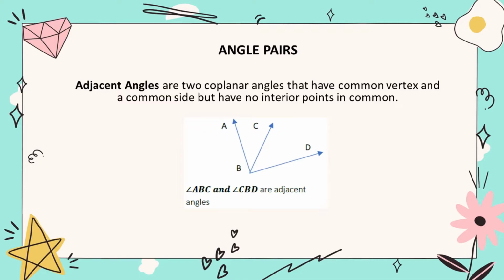Adjacent angles are two coplanar angles that have common vertex and a common side but have no interior points in common. So, ibig sabihin kapag sinabi nating adjacent angles, nag-share sila ng iisang vertex. So, yung dalawang angles, iisang vertex lang meron sila. And pag sinabi nating adjacent angles, magkasunod na angles ito. Just like in our illustration, angle ABC and angle CBD are adjacent angles. Nag-share sila ng iisang vertex which is si vertex B and magkatabi silang angles.